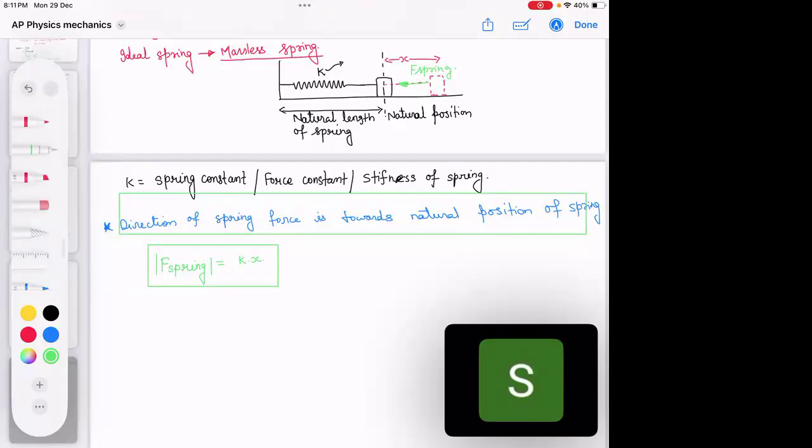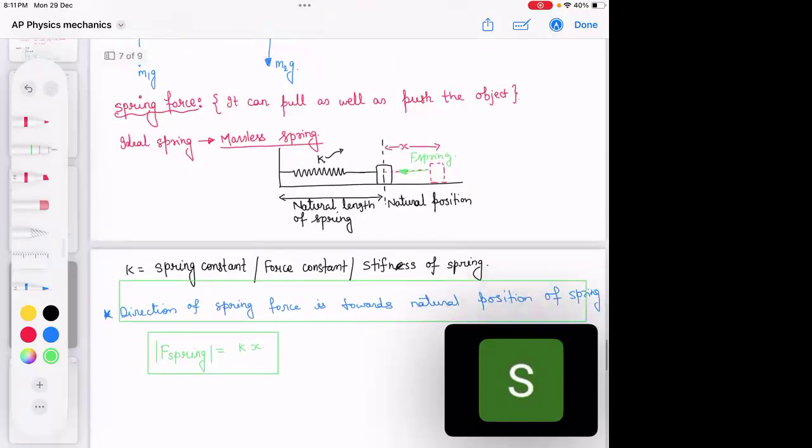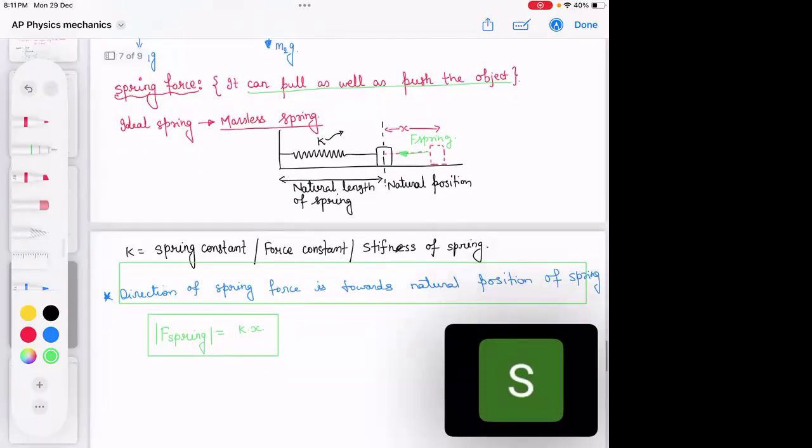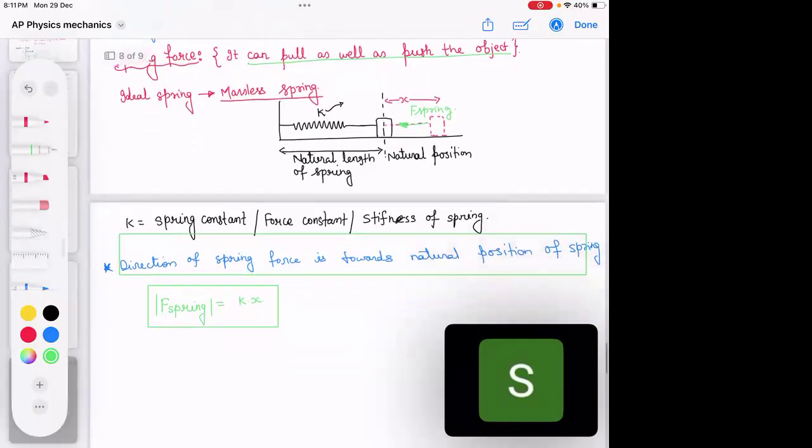So that's why spring force is what? It can pull the object as well as it can push the object, depending on what has been done with the spring. Is the spring being elongated or is the spring being compressed? Is that clear? Please tell me.